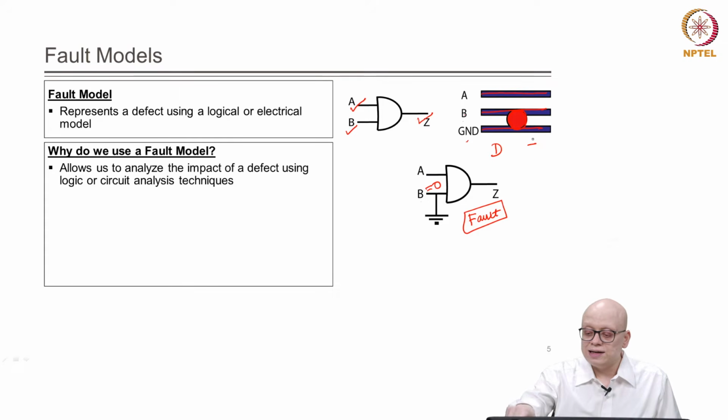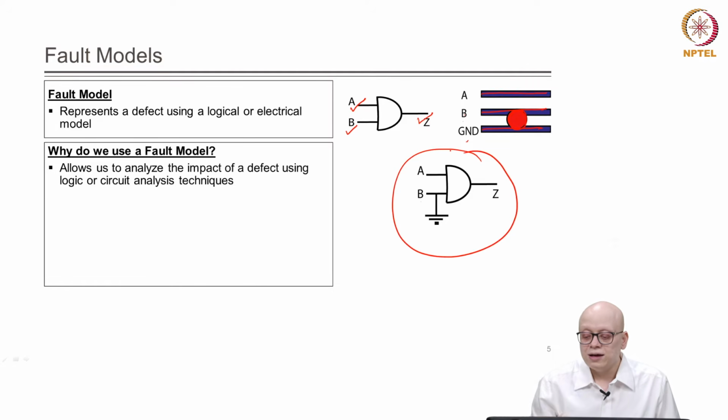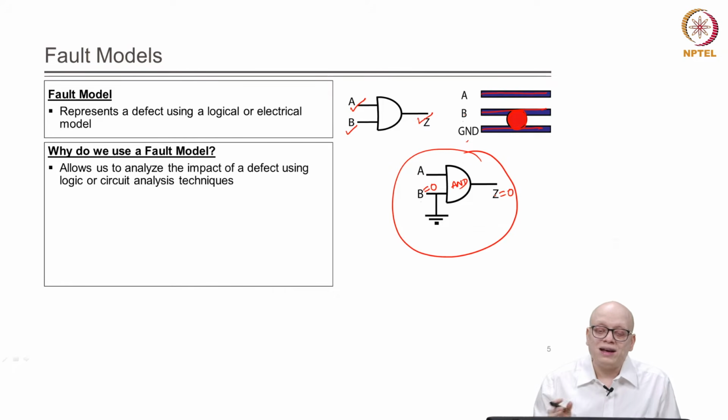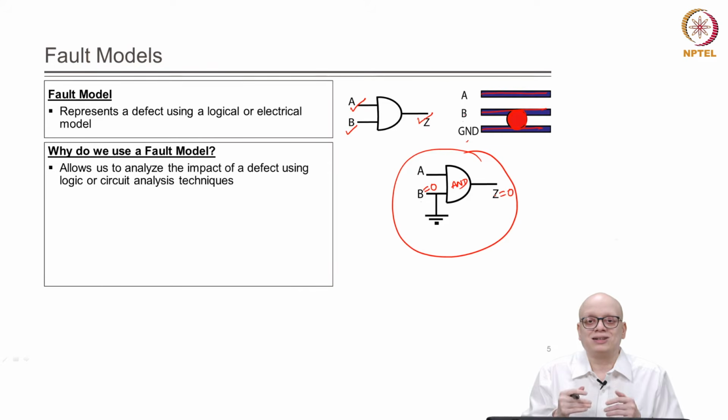For example, if we said that we have modeled the defect of the short circuiting line B and ground using this circuit, using this fault, then we can analyze the impact of this fault by saying that this B line is equal to 0, and since this is connected to an AND gate, the output Z will also become 0, and then this fault will propagate and so on. So, we can apply the circuit analysis techniques once we abstract out the impact of defect to our circuit.